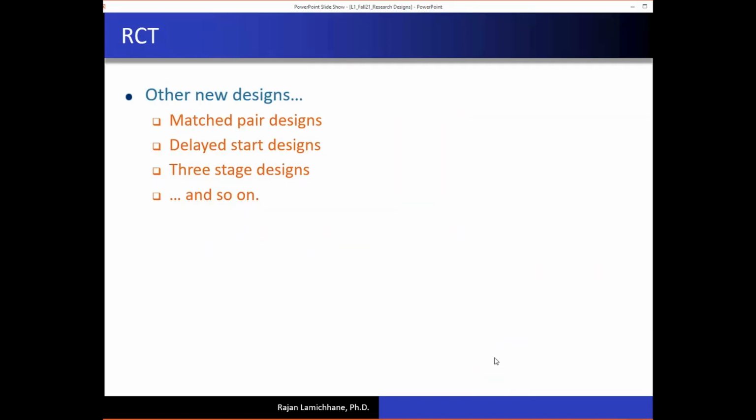And there are many other designs, like matched pair designs, where you match each case with the controls. And another design is called the delayed start design, where you keep the drug, then wait for some time for the next group, and then you start the drug for the next group after a certain time. It means your starting time will be delayed. And there are also other designs, and so on. These are experimental research designs.